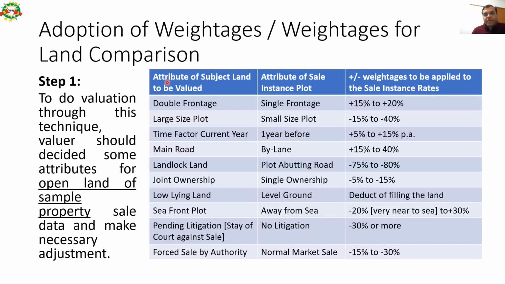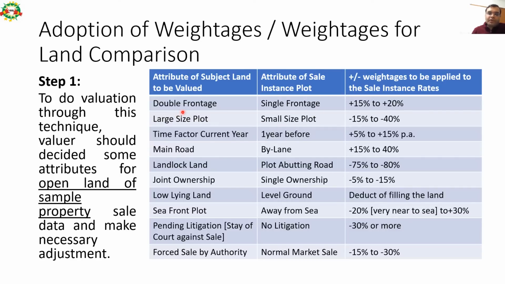For example, these are the attributes for the subject land which is required to be valued. So attribute of subject land to be valued, and then let us see the attribute of sale instance plot. So whatever sample data we have, these are the attributes for the sale instance, and we have to make some adjustments based on the attributes of the subject vis-a-vis the comparable attributes of the sample plot.